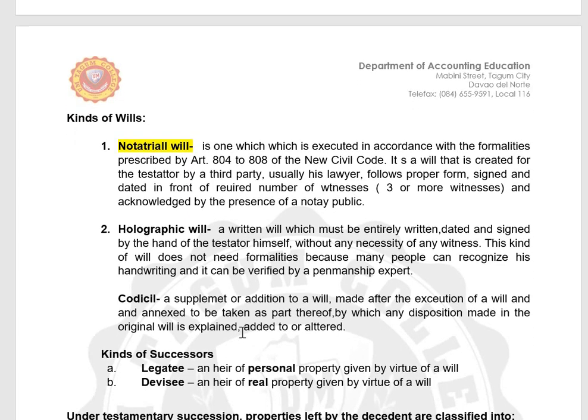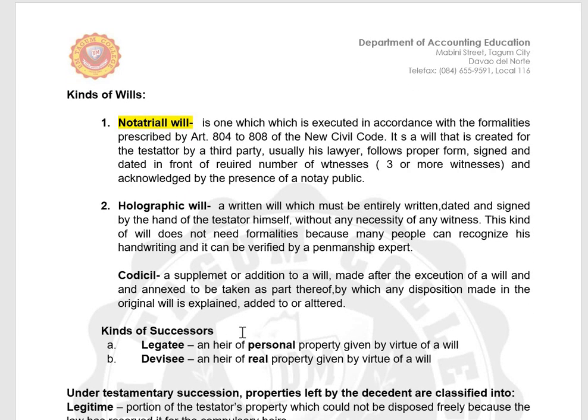We also have kinds of successor in a testamentary succession. Okay? So we say legatee, an heir of personal property. Yung devisee naman is an heir of real property. So yung difference ng dalawa is sa legatee, ang ma-receive niya is personal property, and si devisee naman, ang ma-receive niya is real property. Okay?